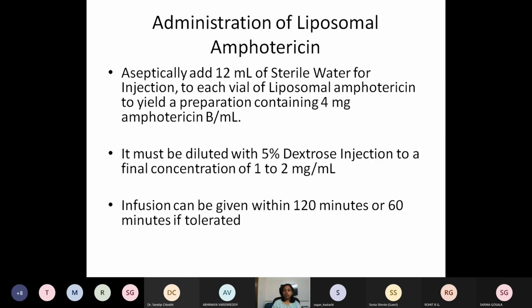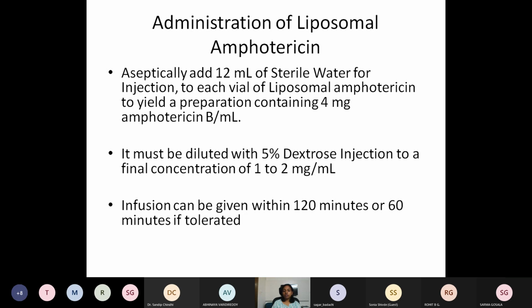So, administration of liposomal amphotericin. This again is a 50 milligram vial. You add 12 ml of sterile water and you get a concentration of 4 milligram per ml, and then it is diluted again with 5% dextrose only to a higher concentration. Here you can concentrate it to 1 to 2 milligram per ml, whereas amphotericin B deoxycholate is 0.1 milligram per ml. And this infusion can be given within 2 hours.